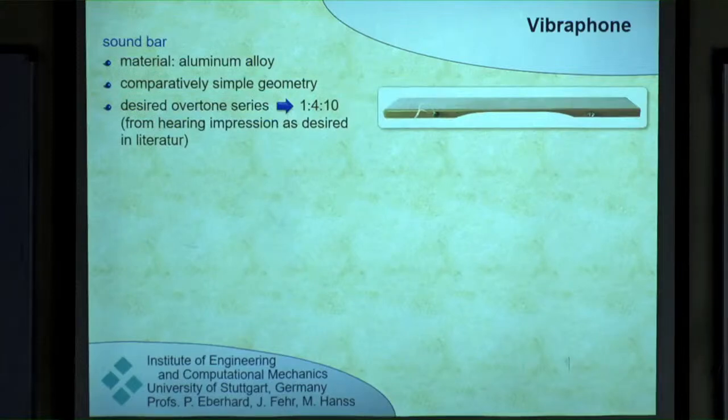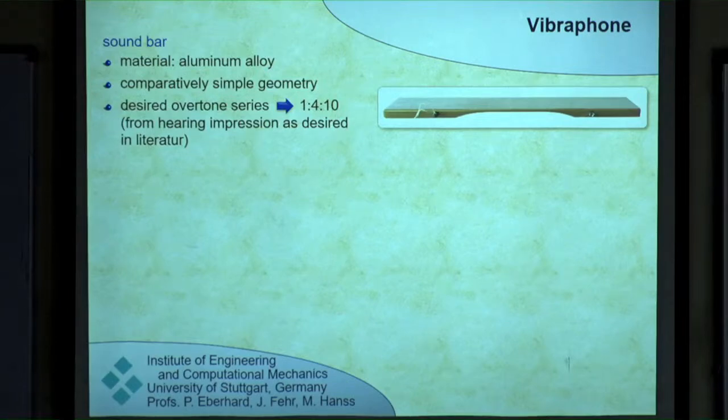Usually the material is made from aluminium. They have a quite simple geometry, and it is known that the perfect overtone series would be 1, 4, 10. This means the second eigenfrequency which you are hearing must be 4 times the first eigenfrequency, and the third should be 10 times. I have no idea why these numbers 4 and 10 are there, but all the people agree this is the optimal case. This gives the nicest sound.